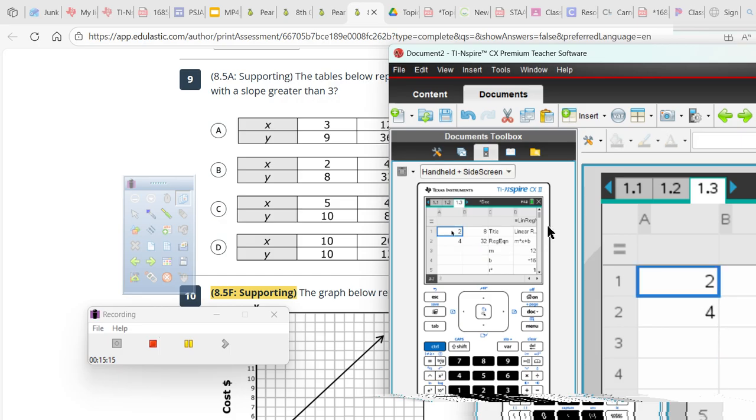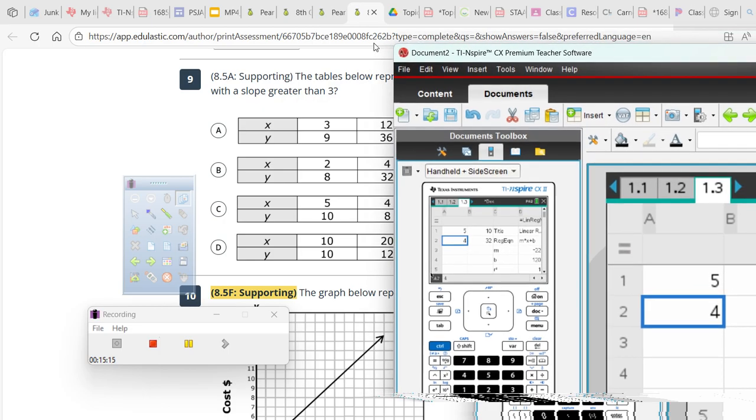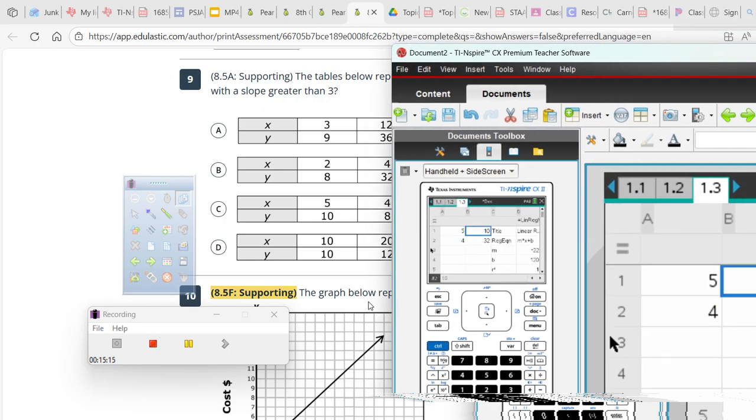I'm changing that already. 5 goes with 10. Let me see what numbers are there. 4 goes with 8. Not proportional. I don't like that. And here we're going to go with 10 going with 10, and 20 going with 12.